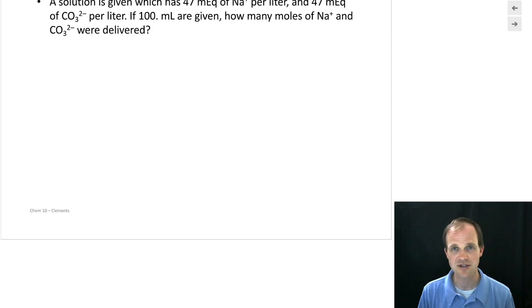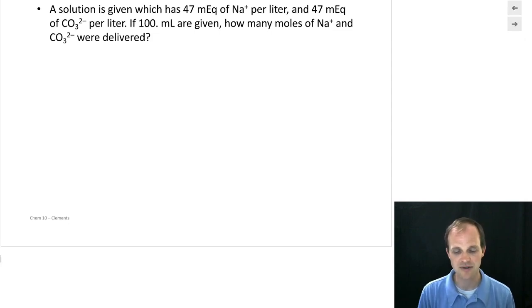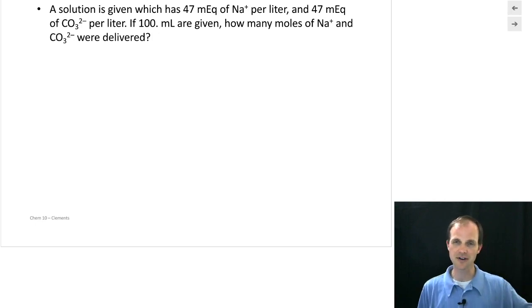Now, it turns out you can start with any of the numbers there. You can start with the 47 milliequivalents per liter, or you can start with the 100 milliliters. If you remember, at the very, very start of the class, one of the things that you might have learned is that if you start with 1 unit and you end with 1 unit, that's the easiest type of conversion. If you start with 2 units and end with 2 units, that's an easy type of conversion. If you start with 1 unit and you want 2, or you start with 2 and you want 1, then you have to do things a little bit different.